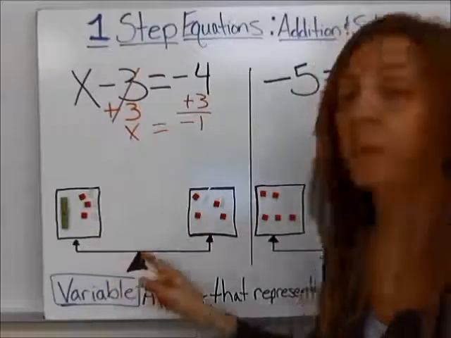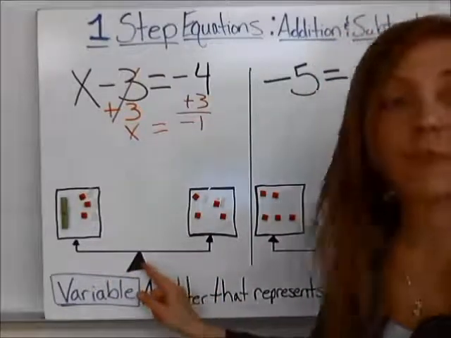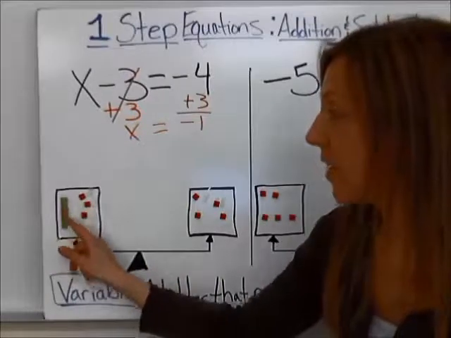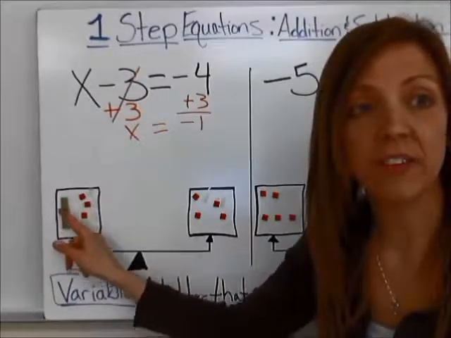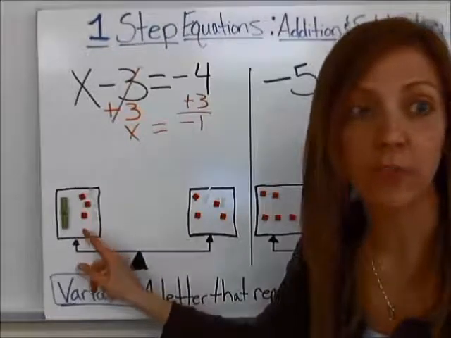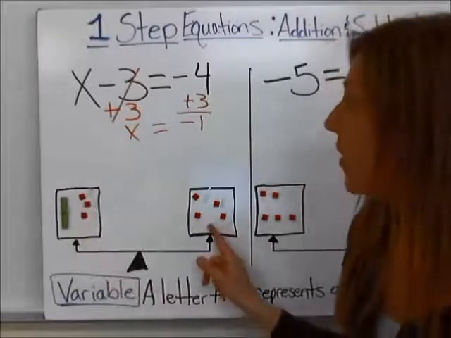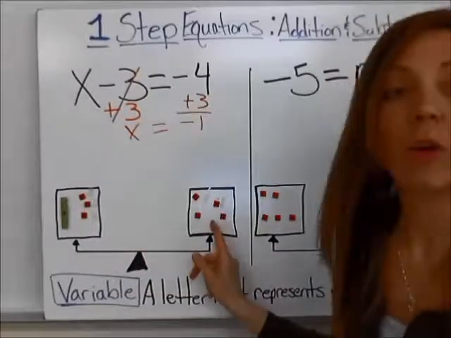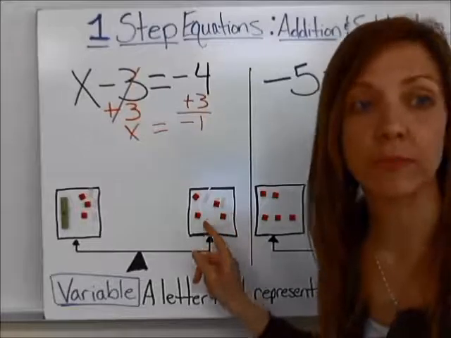Let's look at that down here with our seesaw. Now this is a fulcrum, the center of a seesaw. This is the right and this is the left. This algebra tile stands for X, and these 3 red negative tiles stand for negative 3. On this side of the equal sign, we have negative 4 negative chips.